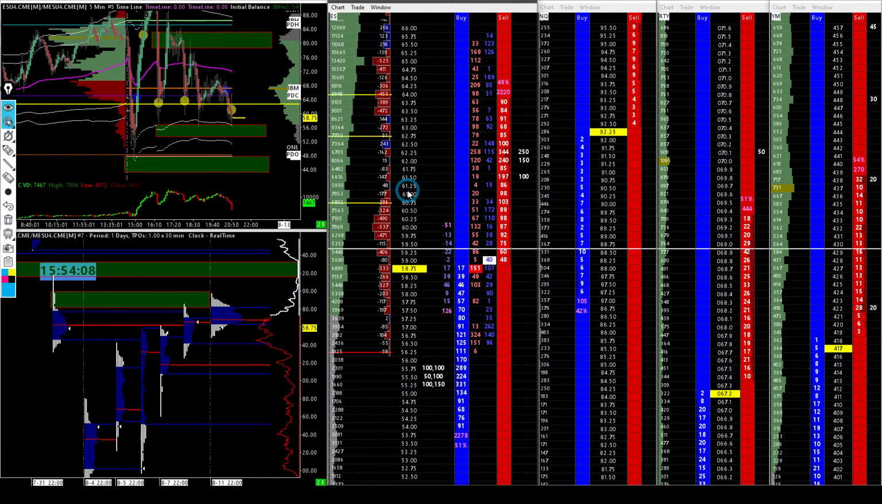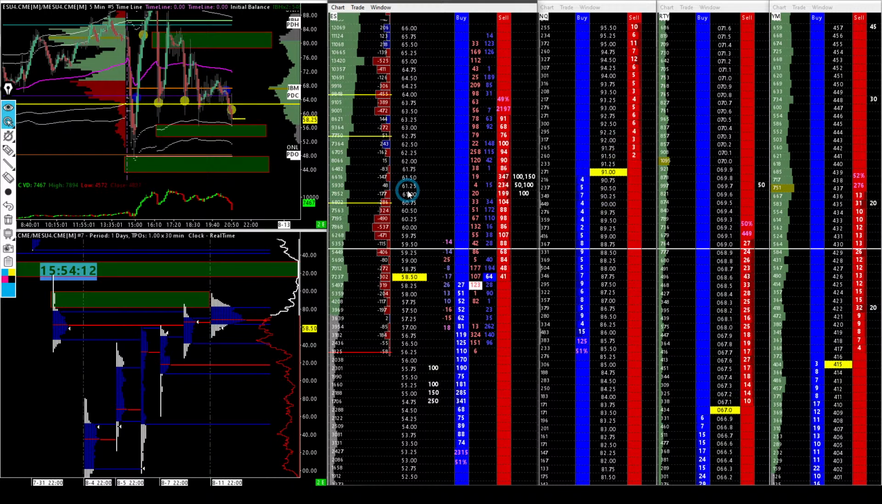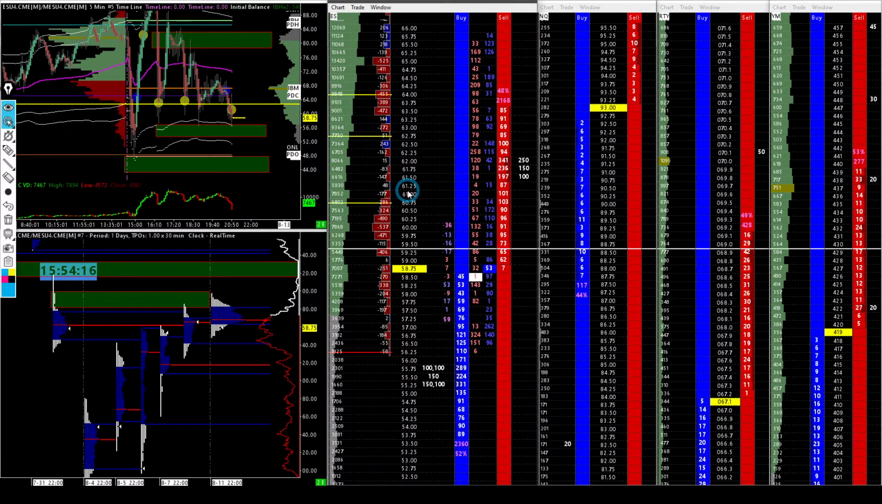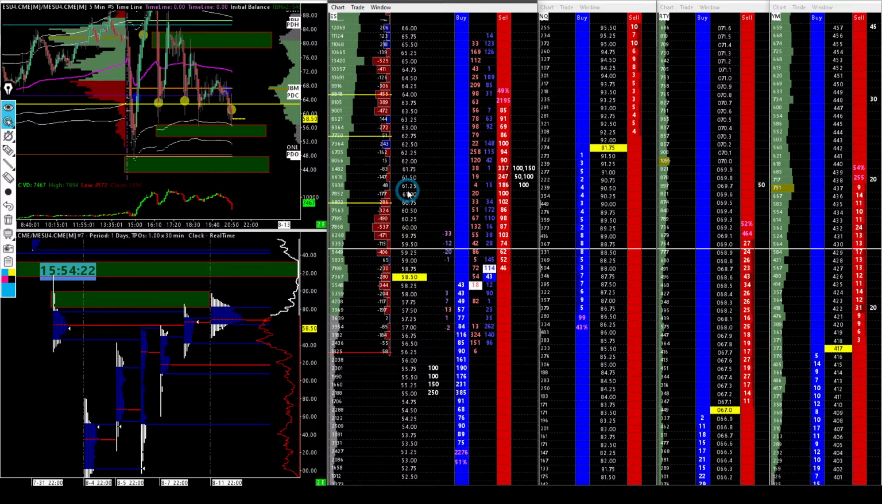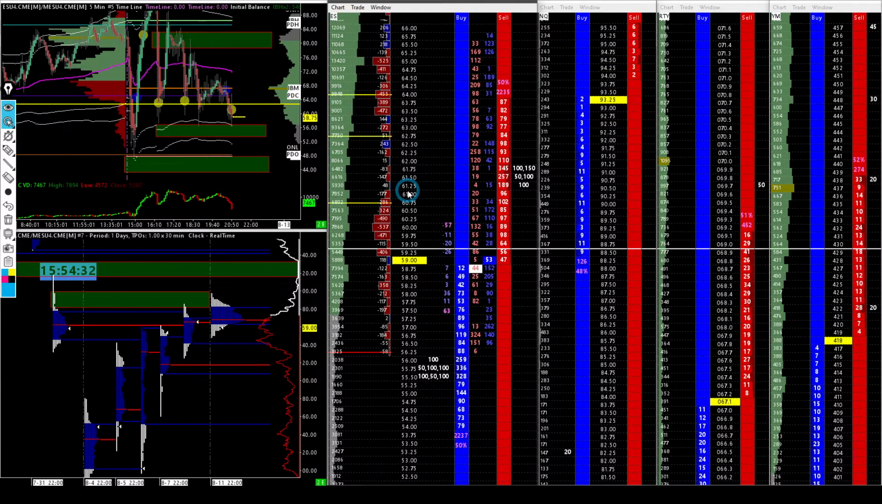Hey CWR, you're leaning short. I'd love to see this going, but the bid is just defending. The sellers are having to fight for every single tick here. I mean, thousands of contracts traded to move 10 to 12 ticks here.